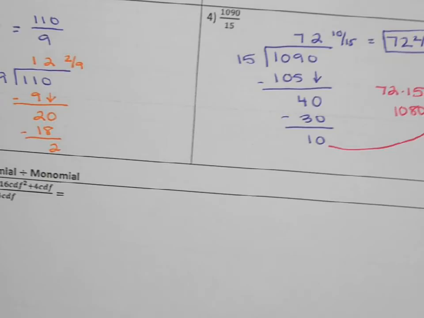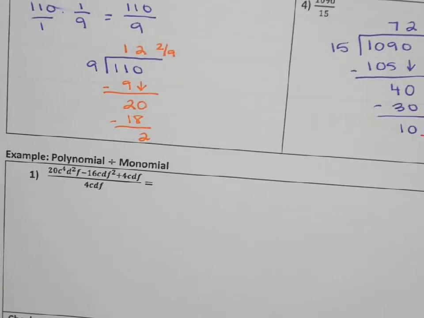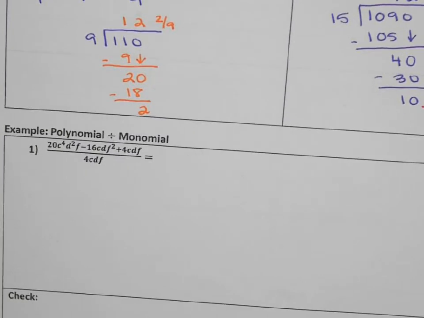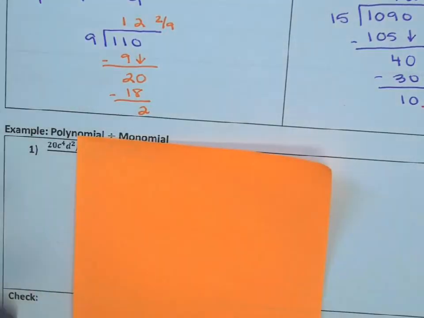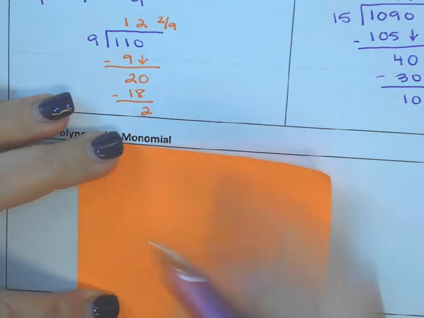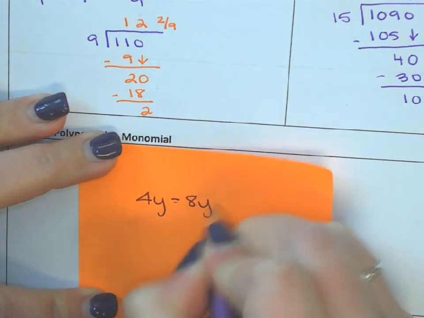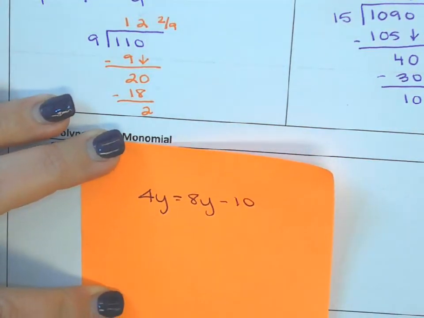Then, number 1, we actually are going to take a break from long division, and we are going to divide in a way that you guys already know. So let me take you back to some old school stuff that looks a little bit more familiar. You don't have to write this down, but I'm going to prove to you that you already know how to do this problem. If I have 4y equals 8y minus 10, how would I do this problem?